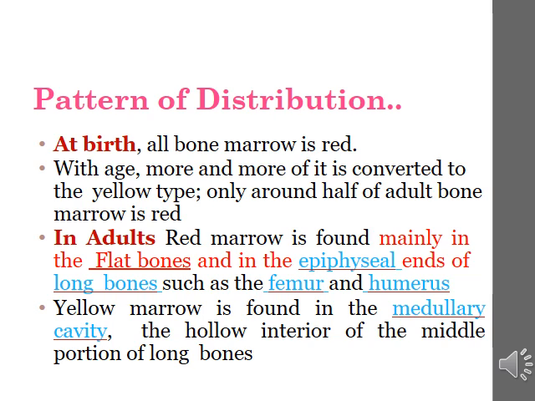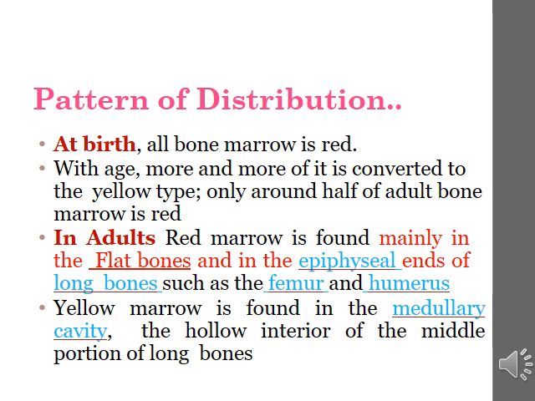So usually red bone marrow is found mainly in the flat bones and in the epiphyseal end of the long bones. Okay, it's actually a clear cut thing. In the femur and humerus, the epiphyseal end is most important, where red bone marrow is mostly present. Then yellow marrow is found in the medullary cavity.